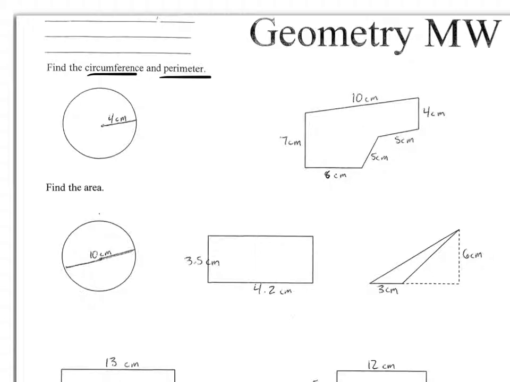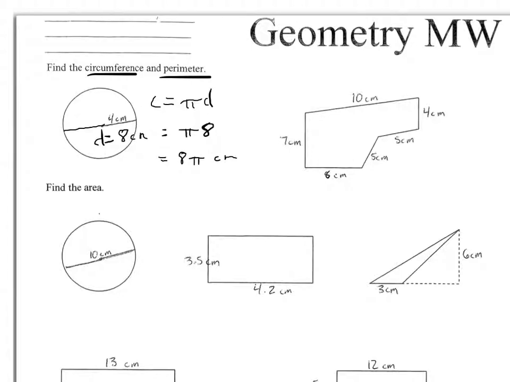Circumference is the distance around a circle. Our equation for circumference is pi times diameter. Our diameter here is not given to us, our radius is, so remember we need to double that, so our diameter is equal to 8 centimeters. Plug that in, we have pi times 8, or we can just write that answer as 8 pi centimeters.